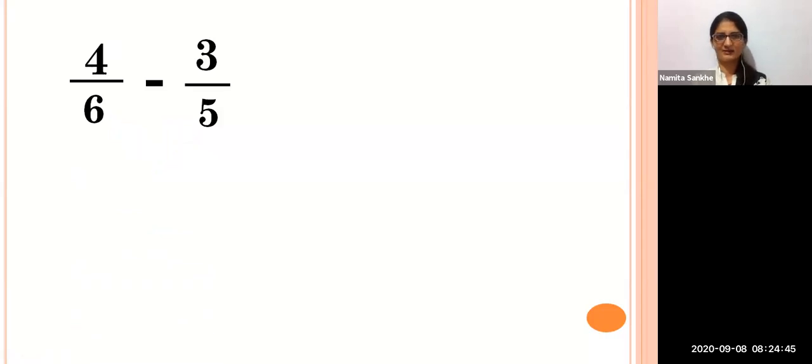6 fives are 30, not 36. Okay, so these are the multiples. Whatever numbers come in the table of 6 are multiples of 6. So 6, 12, 18, 24 and 30 are multiples of 6.